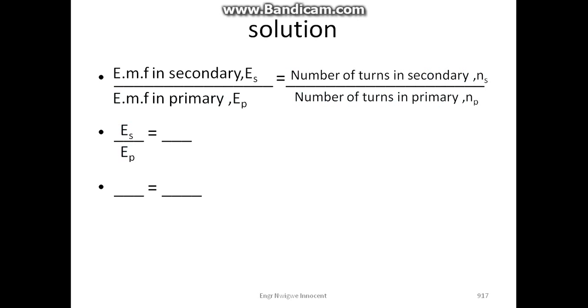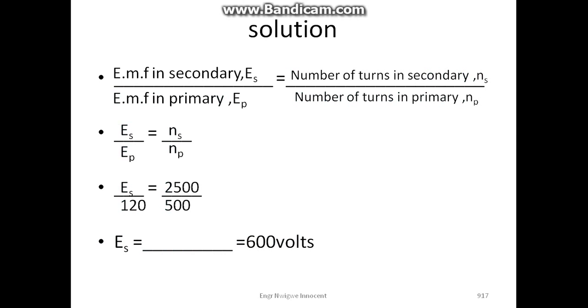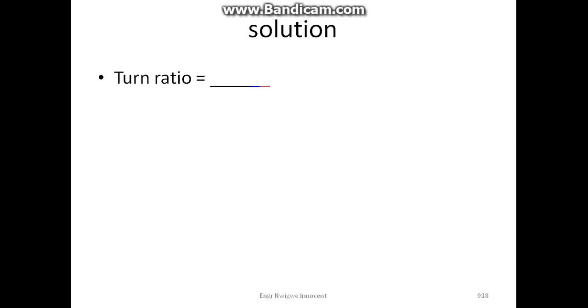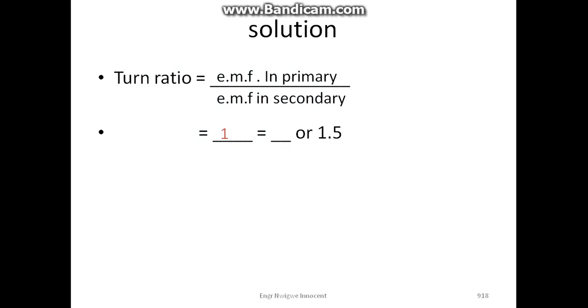ES over EP equals NS over NP. ES over 120 equals 2,500 over 500. Making ES the subject of the formula, we have 2,500 times 120 all over 500, which equals 600 volts. Solution. Turn ratio equals EMF in primary over EMF in secondary, which equals 120 over 600, which equals 1 over 5.